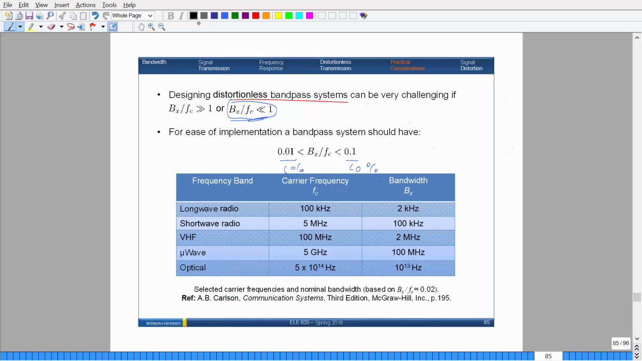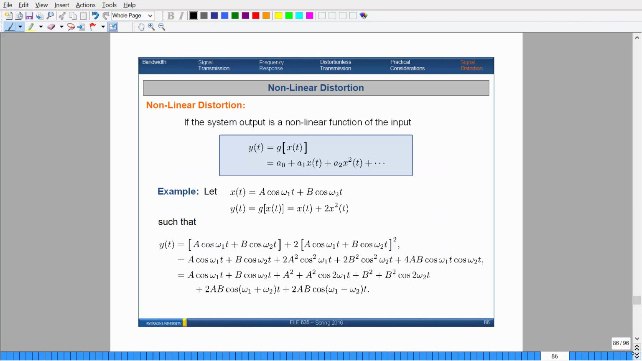Okay, and then you have microwave and optical, which goes to the larger range. But I just wanted to show you some examples of distortionless systems with their center frequency and bandwidth as well.